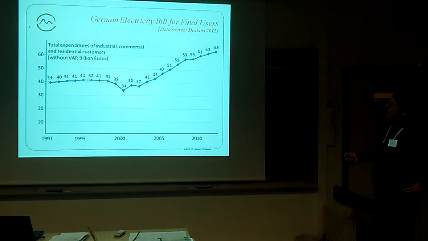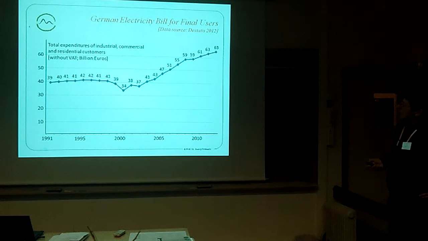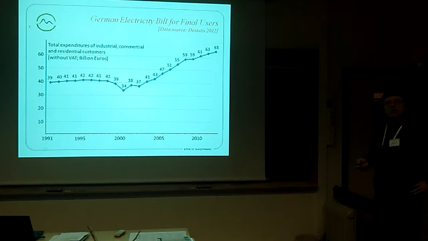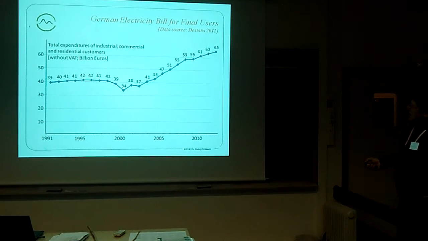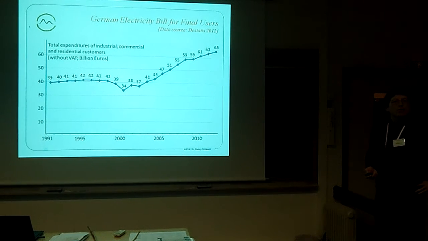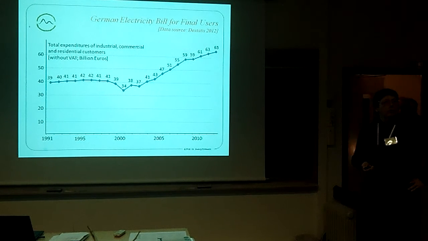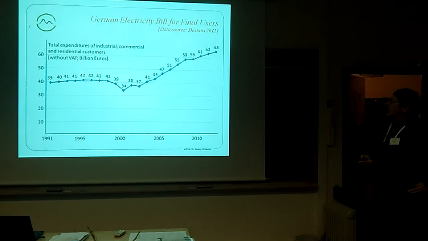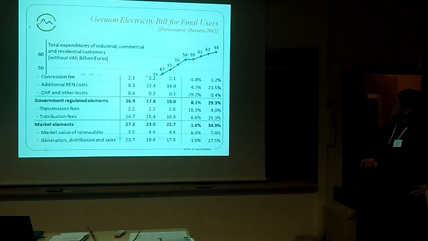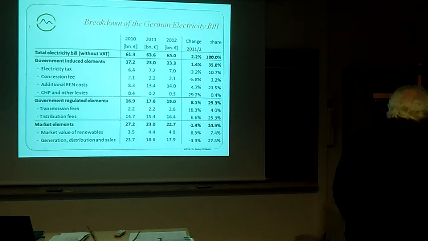We have the effect of the liberalization of the German electricity market. We have a reduction of nearly 20% of expenditures, even though the government has introduced an electricity tax, without which we would have somewhere here 30 billion euros. And since 2000, since the beginning of the century, we have a very strong increase of total electricity expenditures, and this is partly due to fossil fuel prices, partly due to the additional cost of renewable energy.